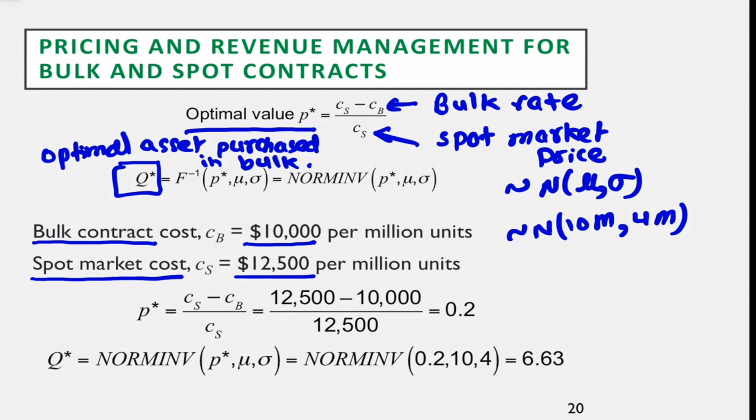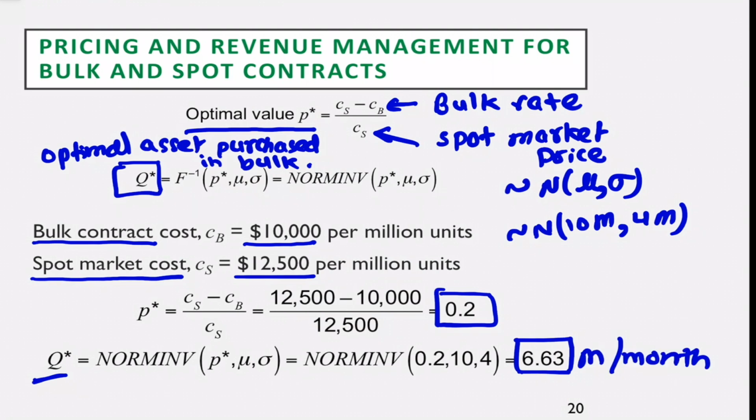Using the formula, we obtain P star as 0.2, and the optimal amount to be purchased using a long-term bulk contract comes to 6.63. Which means that the manufacturer should go for a long-term bulk contract for 6.63 million units per month. Remember, average demand is 10 million. So what they can do is buy the remaining transportation needs from the spot market at a higher price.